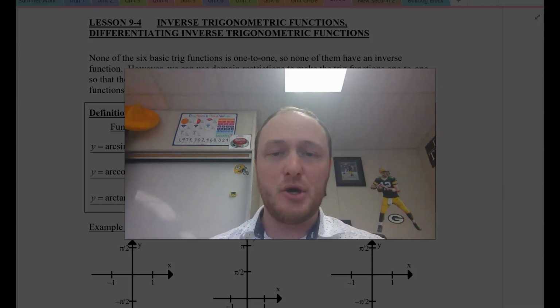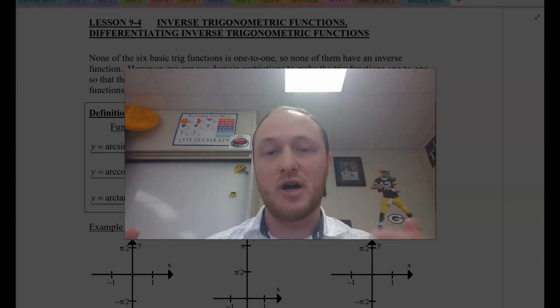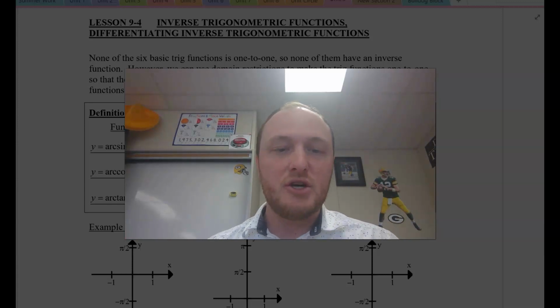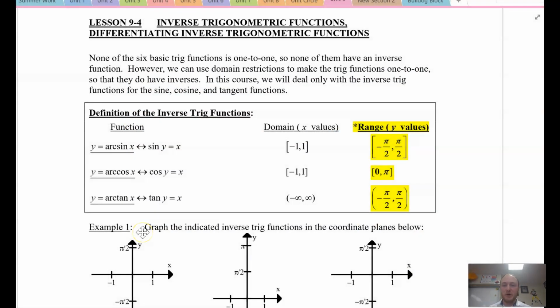Okay, so let's go ahead and refresh our brains, dust off those cobwebs about inverse trig functions. The first part of it is that inverse trig functions are inverses of trig functions. That's why they're called inverse trig functions. And with inverse functions, the domain becomes the range and the range becomes the domain. So you'll see that here with sine and cosine. The new domain for these functions is -1 to 1.